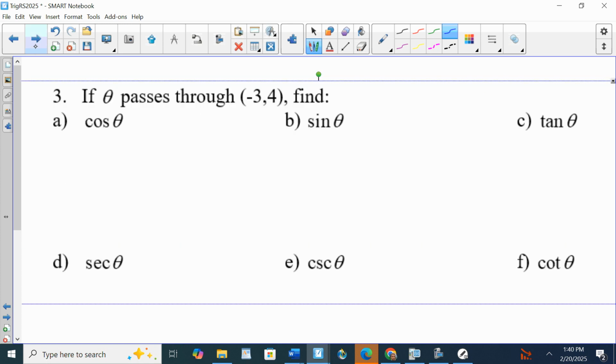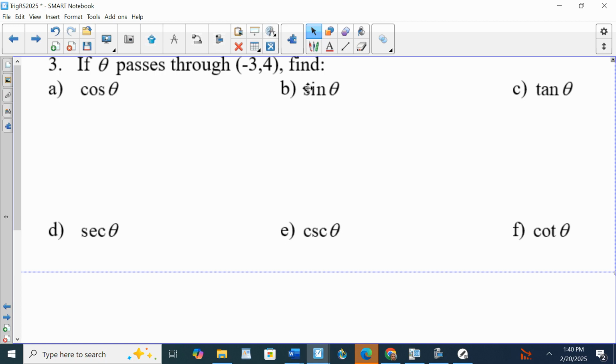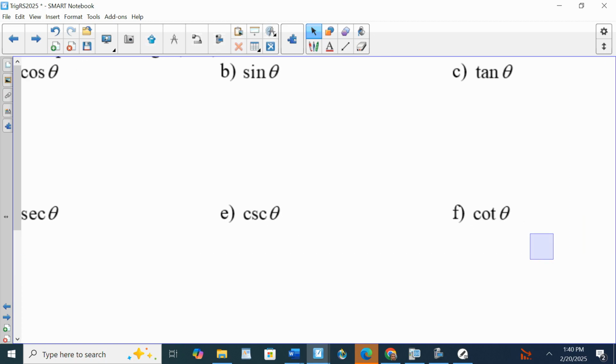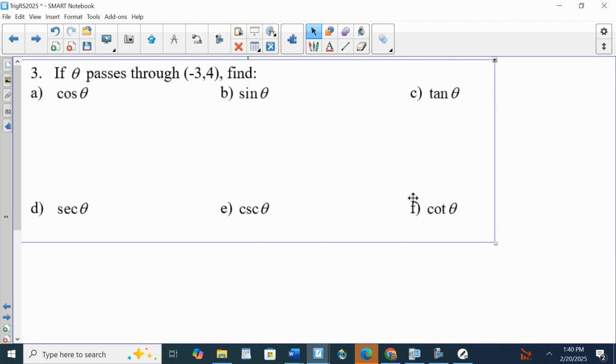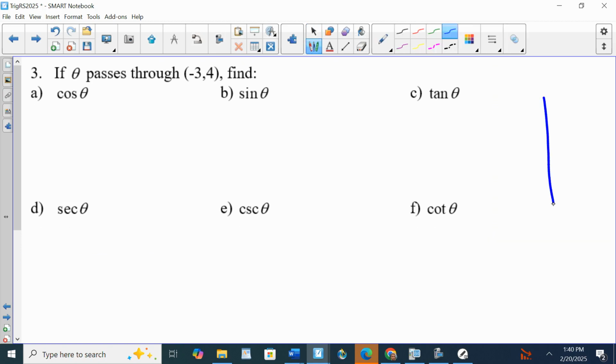1. Number 3, it's telling me that theta passes through a point. So I'm going to sketch a grid. Whenever I'm asked for trig ratios in this course, I always want to sketch a triangle on the grid. Negative 3, 4 is here. X-axis, always x-axis, origin. If it's negative 3, 4, this is 3, this is 4. You can use a grid if you want.